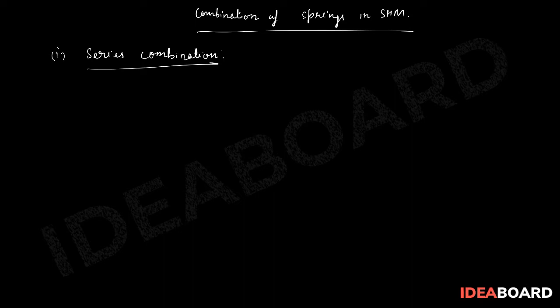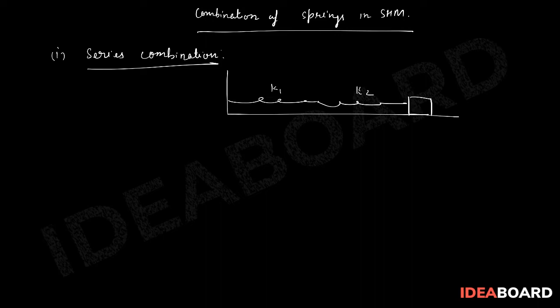So let us have two springs. One has a spring constant K1 and it is connected with another spring which has a spring constant K2, and it is also connected with a block M. So now I want to calculate the time period for this combination of springs, right, for this block. So how to do it?